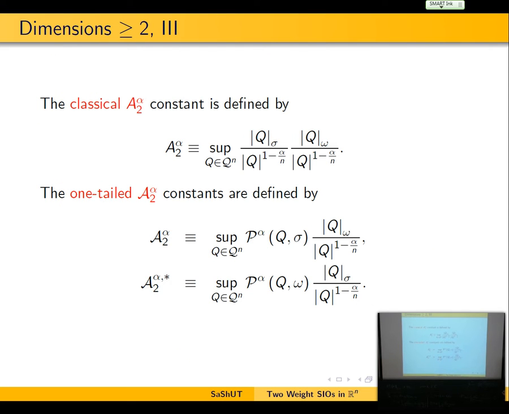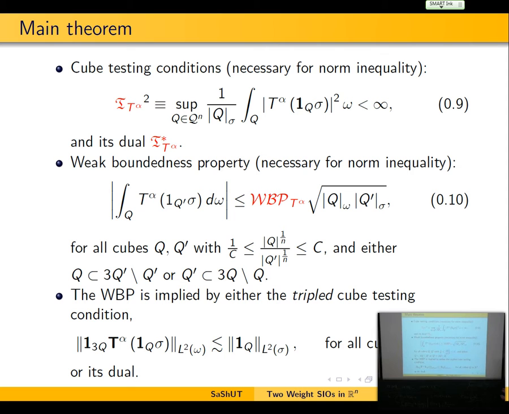So the next, here I'm reminding what the classical A2 and the one-tailed A2 constants are, as I said, with this type of Poisson kernel, the reproducing one. Again, we have the cube testing conditions. This is completely analogous to the one-dimensional case, the same story. We have the weak boundedness property.